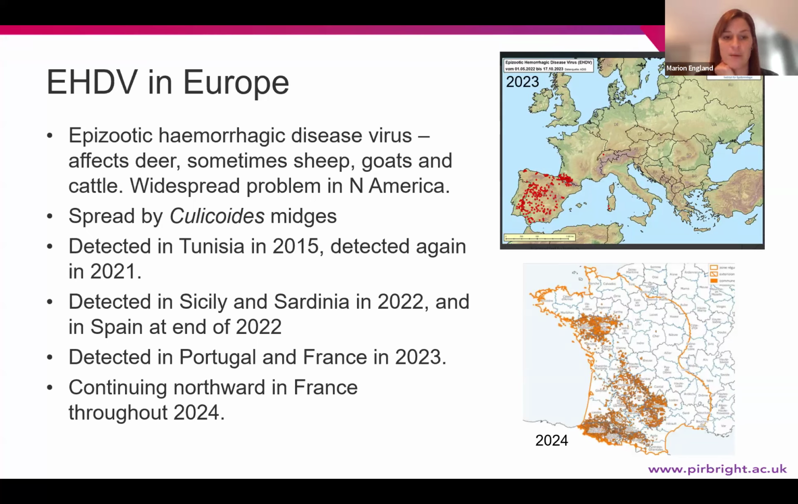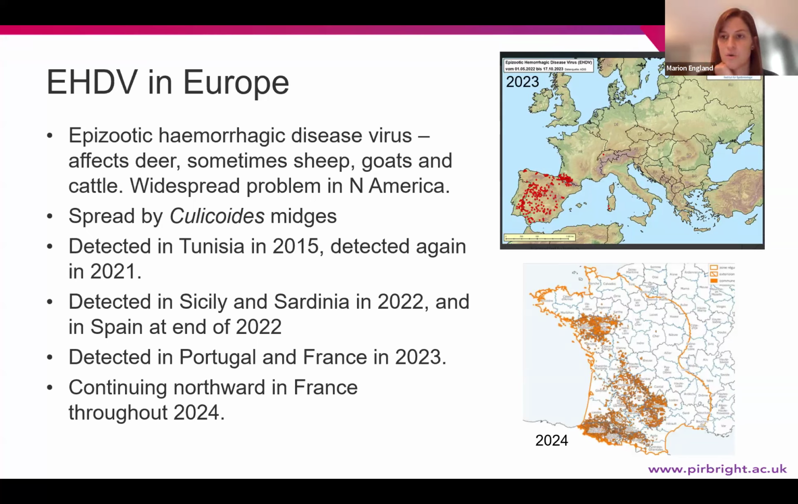And then it spread very rapidly into Portugal and France in 2023, and it's been continuing its march northward throughout 2024. So on the map at the bottom, all the little orange splats are EHDV. It's now up into Brittany. So this is another virus which we're very much keeping an eye on.